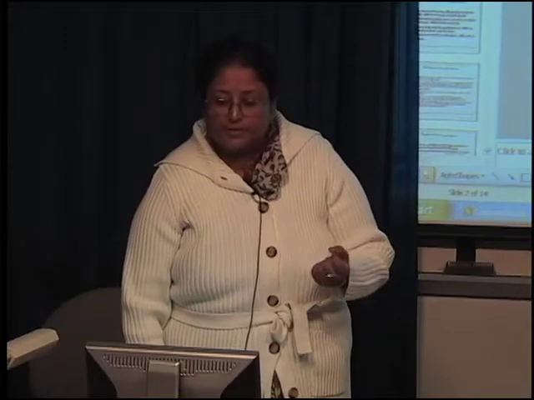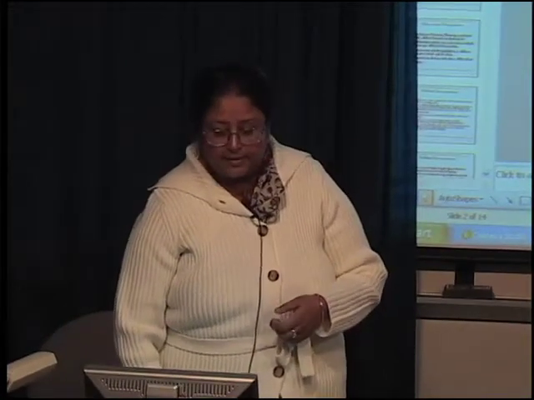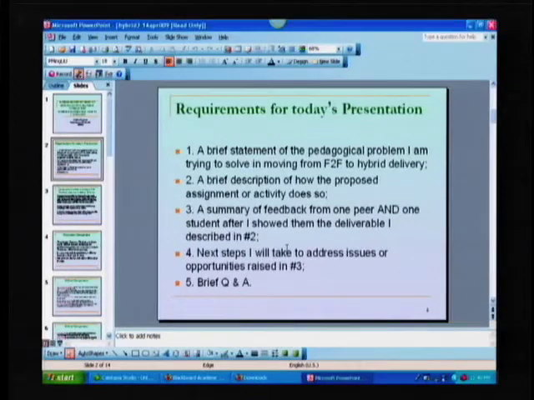Okay, so this is part 2 of the deliverable, and on the basis of the feedback that I got last time, these are the 5 points that I have highlighted: a brief statement of the pedagogical problem I am trying to address in moving from one delivery to the other; a brief description of how the proposed assignment does so; a summary of the feedback from a peer and a student. I did several peers and several students after I showed them the deliverable; the next steps I will take to address the issues; and finally, it will be open to you for questions and answers.